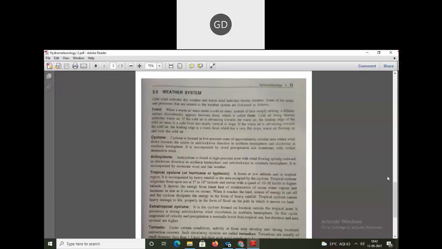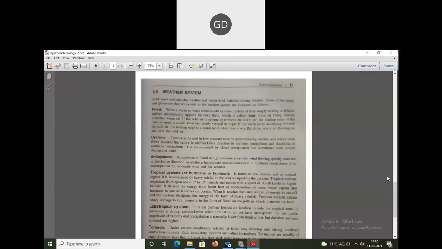This extratropical cyclone possesses a strong anti-clockwise wind circulation in the northern hemisphere. So in the northern part of the hemisphere, the extratropical cyclone has a very strong anti-clockwise wind circulation. Here the wind velocity, or the intensity of the velocity, and the precipitation is lower.